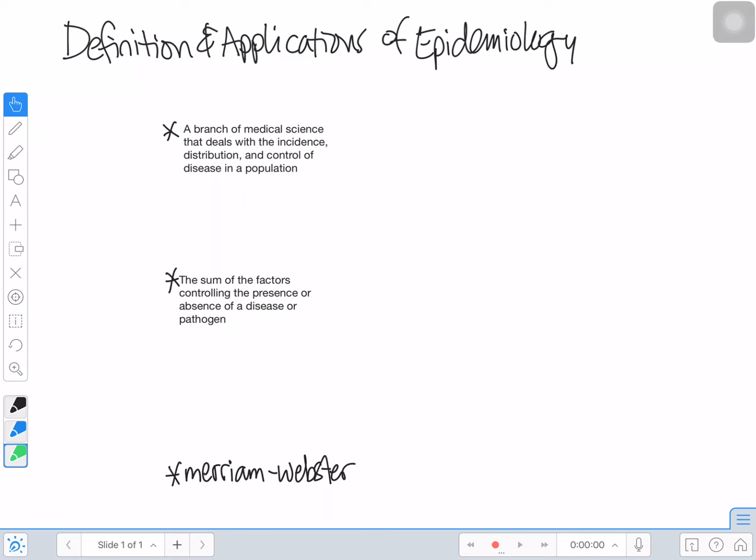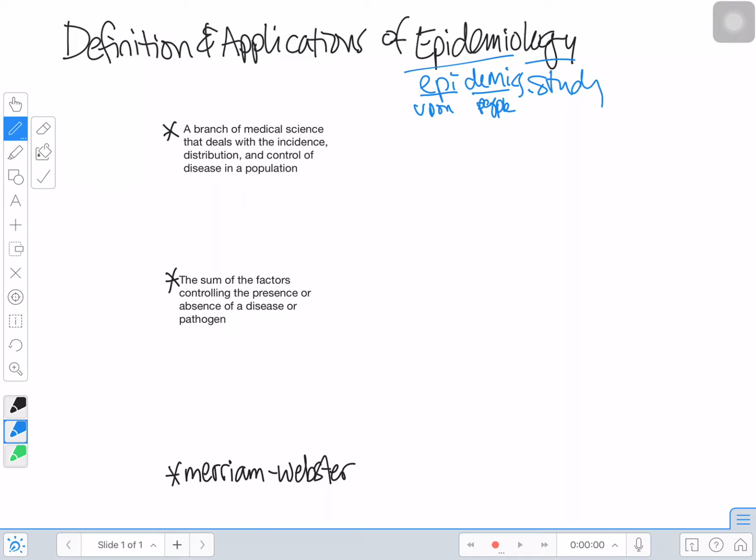If you break that down, essentially epidemiology is the study of epidemics. And epidemics can be further broken down into epi and demos, which is upon the people. So in other words, we're studying epidemics, or we're studying things that are upon the people. We're studying things that affect people. So epidemiology is really just studying things that affect people.